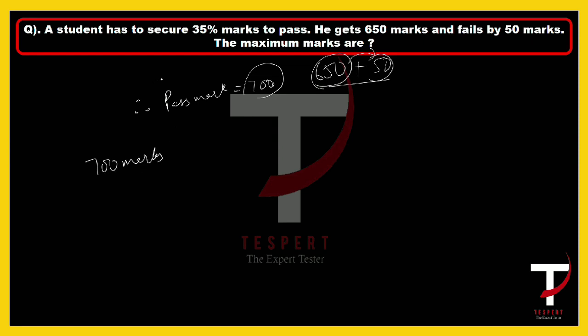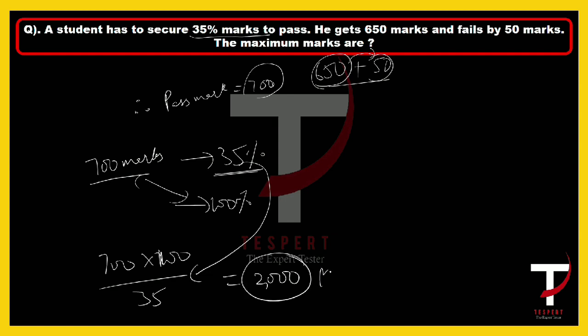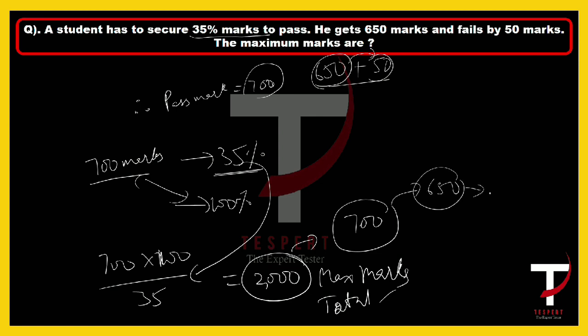35% is the pass percentage. So 35% is equal to 700 marks. Then what is 100%? 100% means total marks. So just cross multiply 700 into 100, divided by 35, which is equal to 2000. So 2000 are the maximum marks, that means total marks. Out of this 2000, 700 is the pass mark. But he got only 650. That's why he failed by 50 marks. Okay, let's move on.